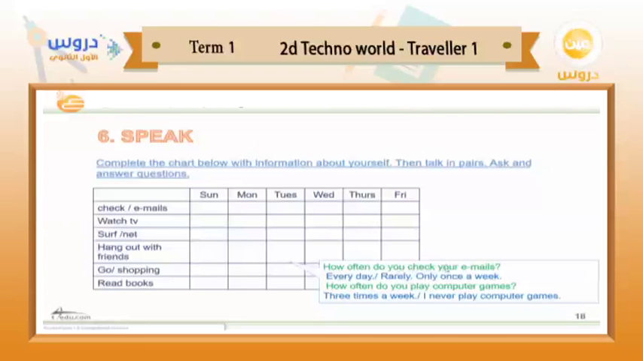How often do you check your emails? The answer could be every day, if you do it every day of the week, or rarely if you do it only once or twice. How often do you play computer games? You can play them 3 times a week. I never play computer games. Check the answers with your friends.